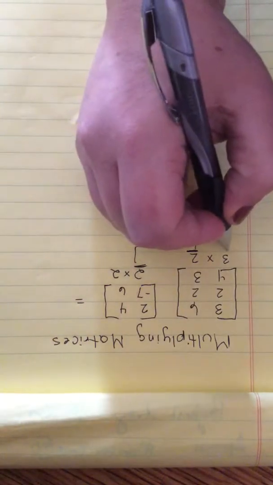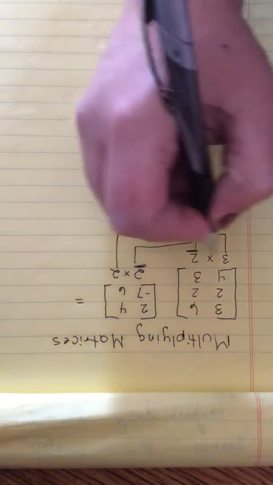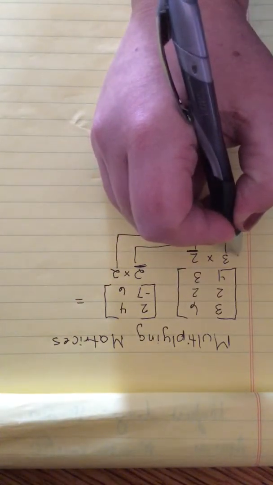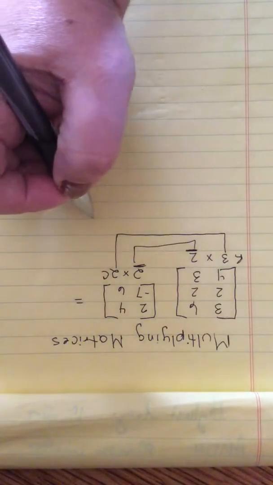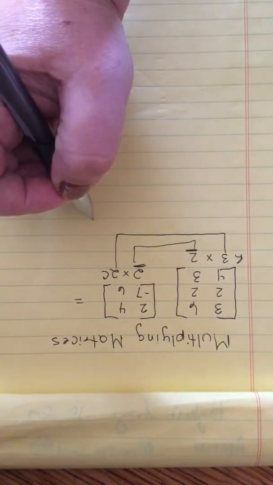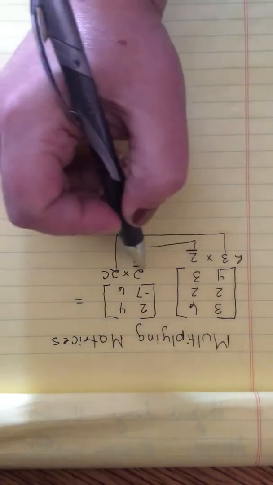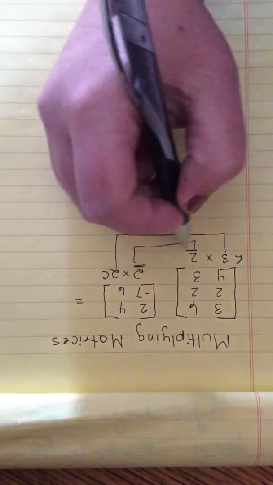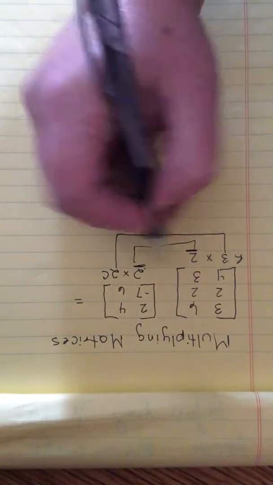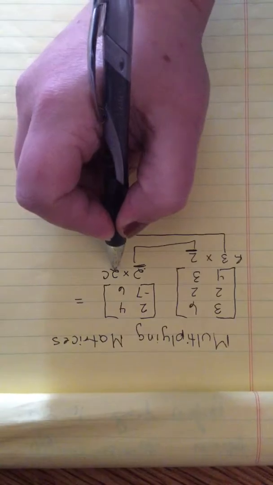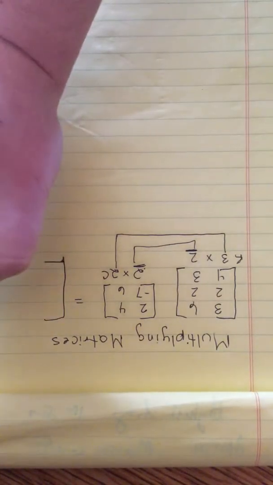The second part of it, which is why it's very important to know your dimensions, is that these outer numbers, the rows of the first and the columns of the second, actually tell you the size of your answer matrix. So if I multiply this 3 by 2 and this 2 by 2 matrix together, I can because these inner dimensions match, my answer matrix is going to be a 3 by 2. So 3 rows by 2 columns.